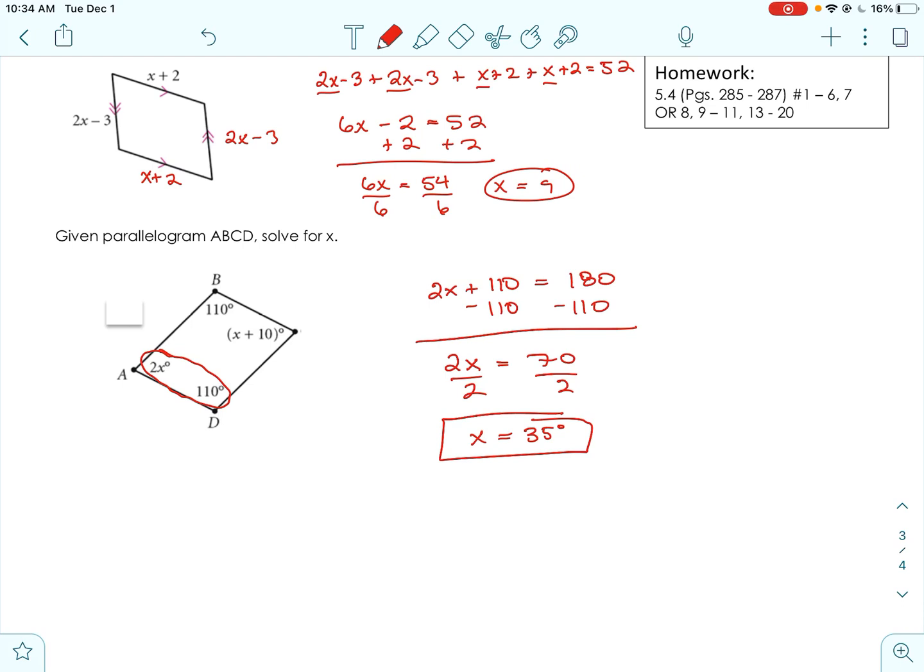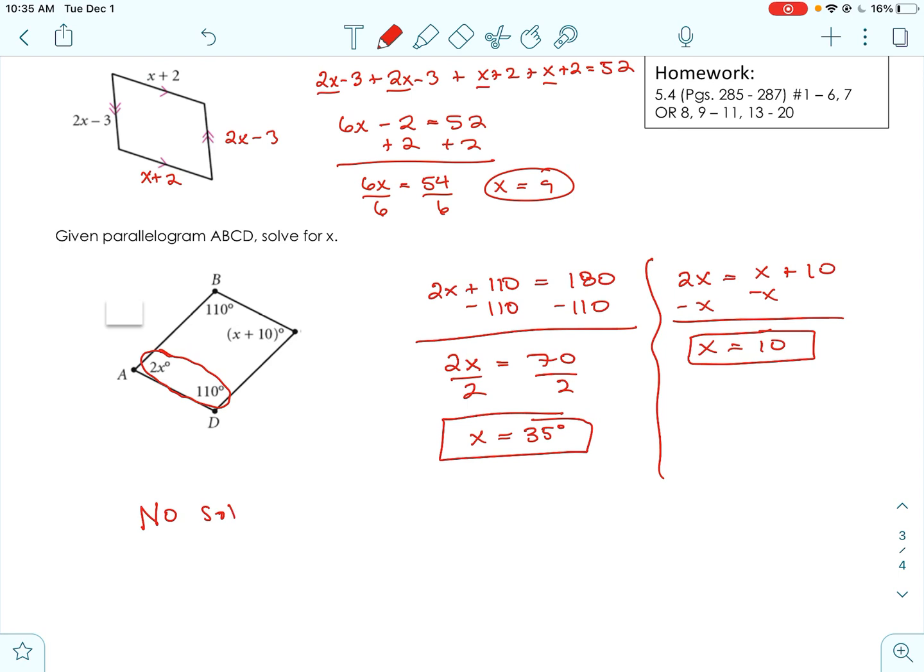Now, let's also double check. We know that 2x should equal x plus 10. And again, we just did this one. You subtract x, you get x equals 10. And when you take a look at this, you notice that you have x equals 35 and x equals 10. Obviously, x cannot be equal to two different things. So in this case, you have no solution.